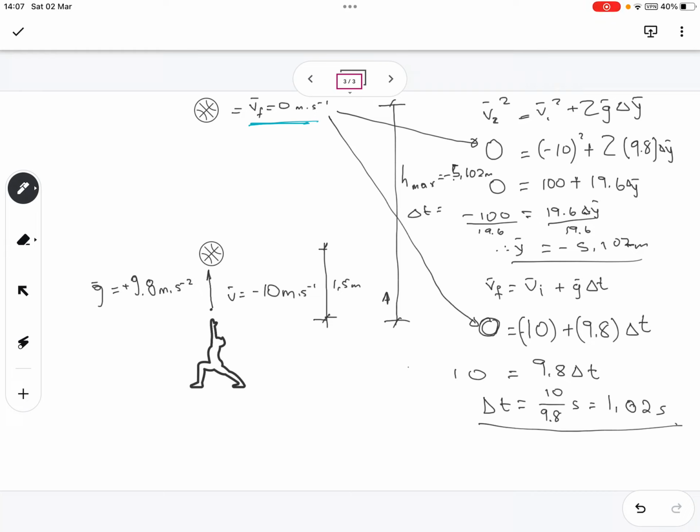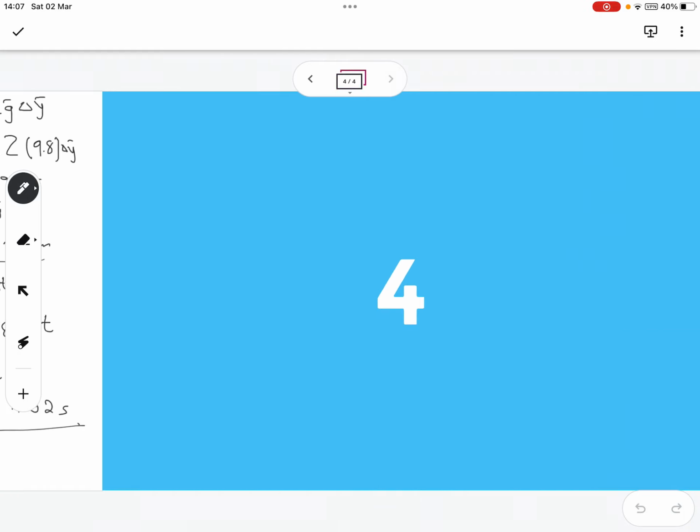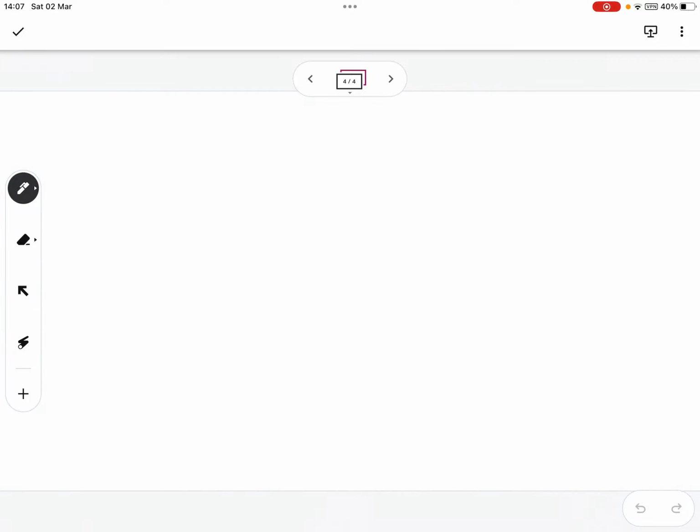which is 1.02 seconds. And that's just how long it takes for the ball to travel a distance of 5.102 meters above the head of the person who threw it, before it starts making its descent. It's traveling down. So far we're together.